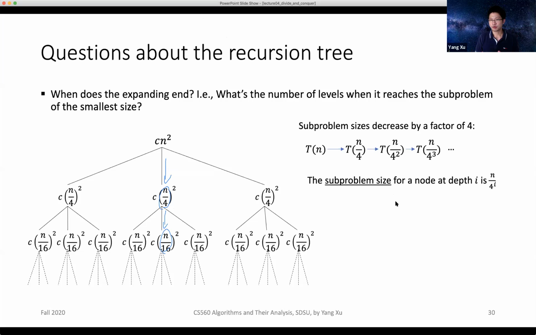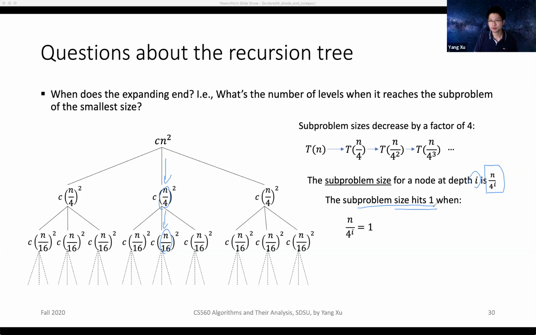So we can conclude that the subproblem size for a node at depth i is n over 4 to the power of i. That is something obviously we can see. And so we can use this principle to know when the subproblem hits 1, because eventually, when the subproblem hits 1, there's no way to further split it. So we can consider this as our base case.